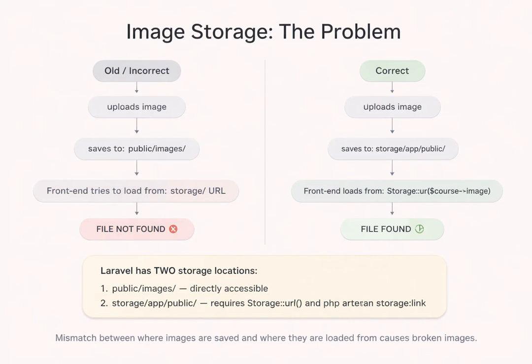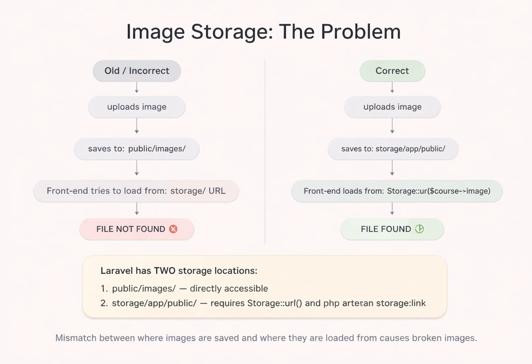Now, let's talk about a very common issue that came up during the session: image storage. In Laravel, there are two different places where images can be saved: the public folder, which is directly accessible from the browser, and the storage folder, which requires a special helper to generate the correct URL. The problem that occurred here was a mismatch.